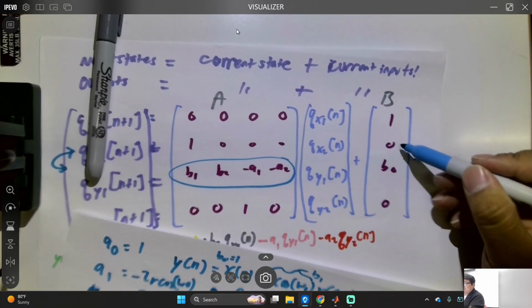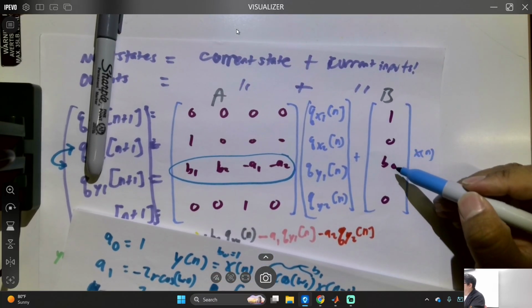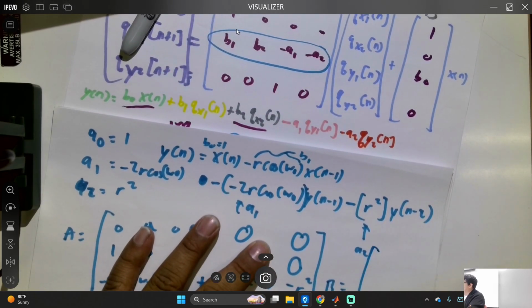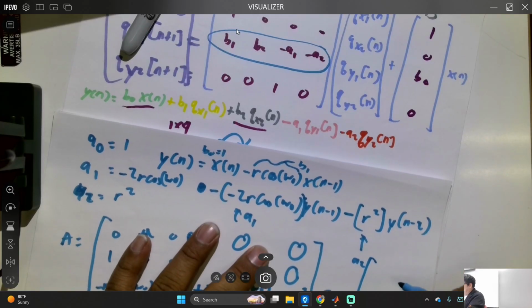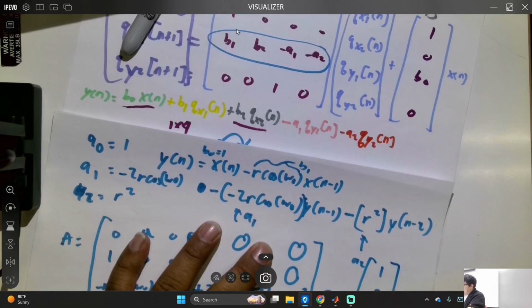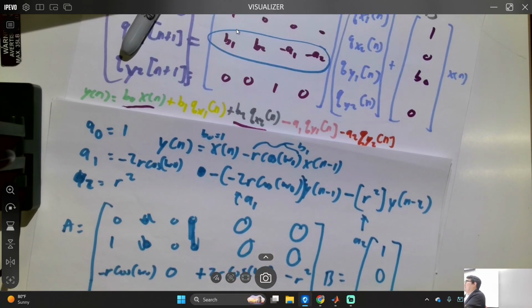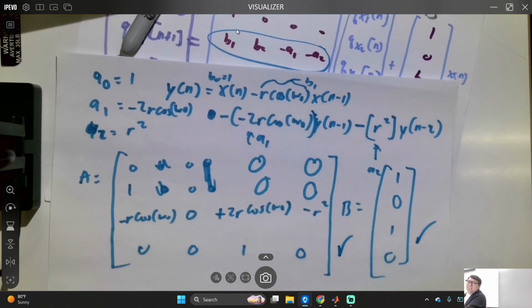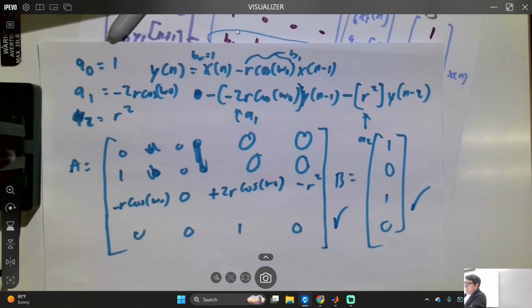Here's your answer: 1, 0, B0, 1, or 0. What's B0? Just 1. So what are you going to do? 1, 0, 1, 0. Hex for A. Hex number A. And that's your B. Boom, boom, done. First half of the assignment.